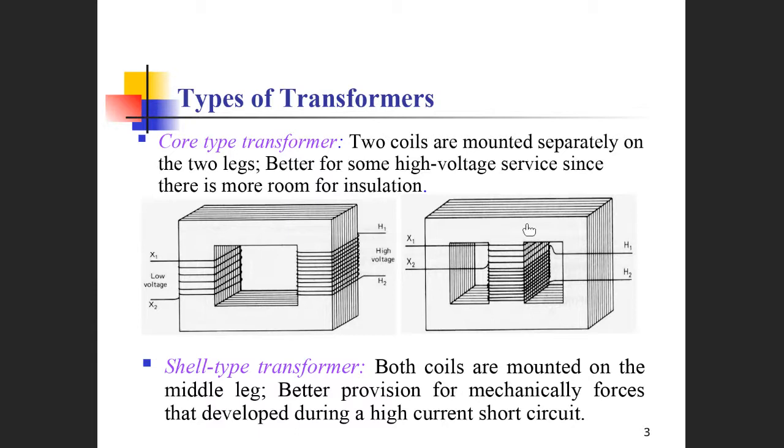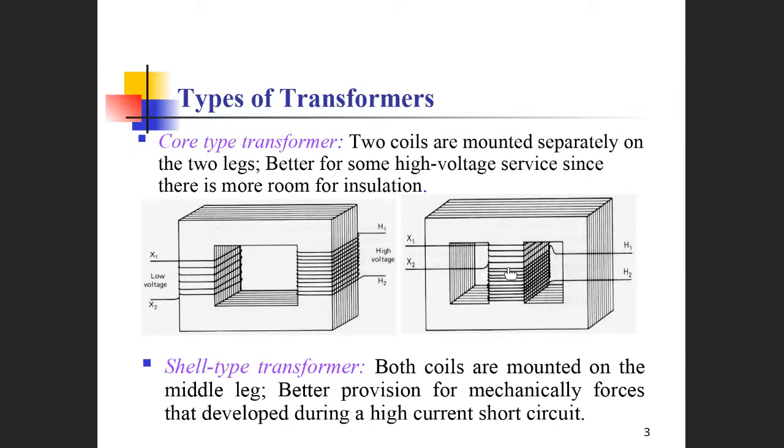Generally speaking, the core type transformer is always used in the gravity centers of the powers. That means where we use big powers with big currents, but voltage is not so high, because it is weak in insulation between the primary and secondary.